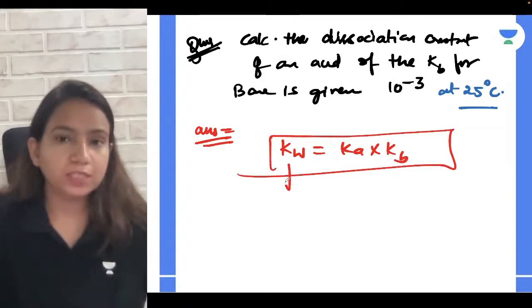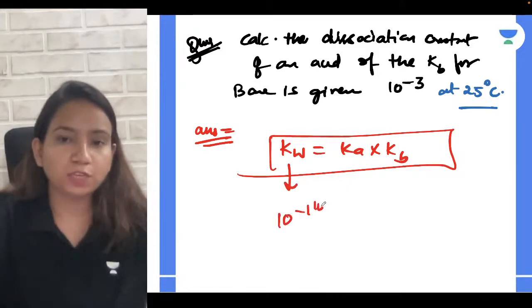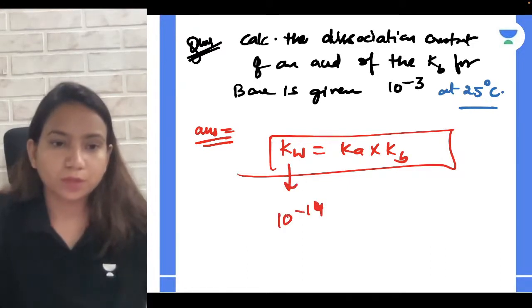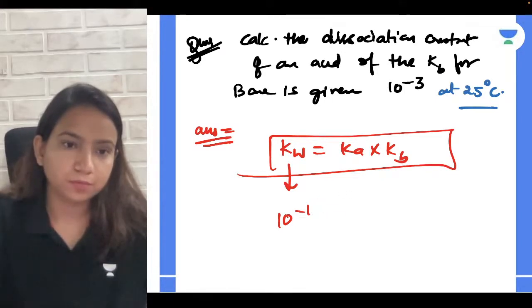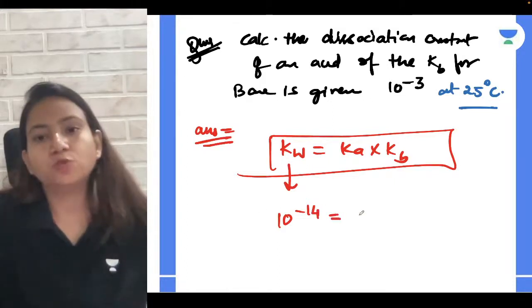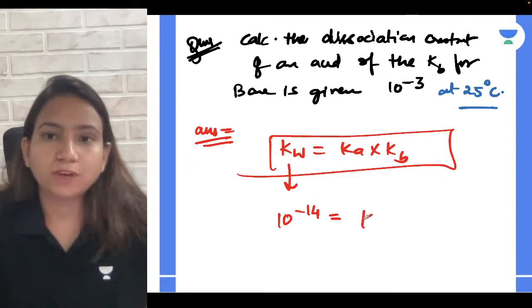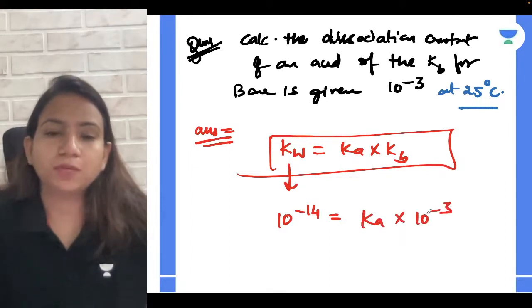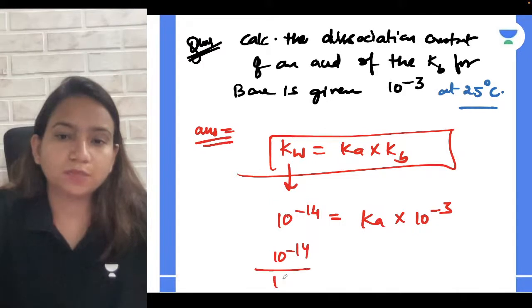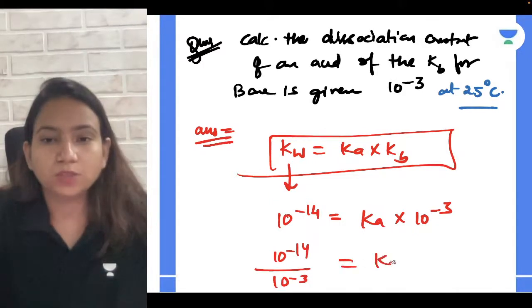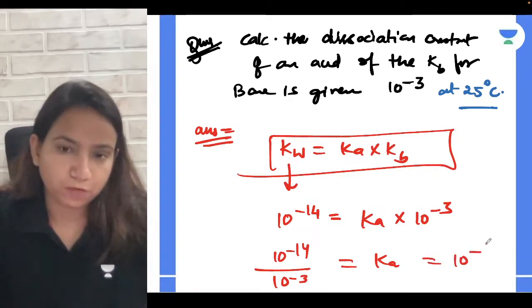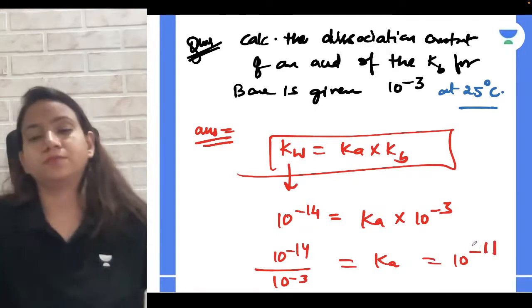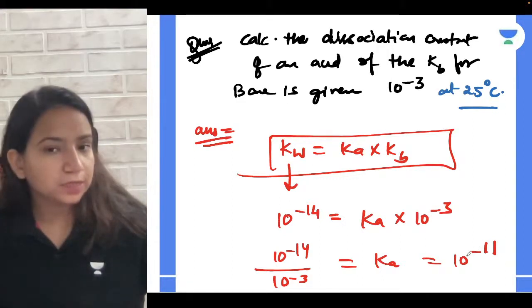At 25 degrees Celsius, Kw is 10 to the power minus 14. So this will be equal to Ka, which I have to find out, and Kb is given as 10 to the power minus 3. So 10 to the power minus 14 divided by 10 to the power minus 3 is equal to Ka. So what will you get? You will get Ka is equal to 10 to the power minus 11. Clear with it, guys?